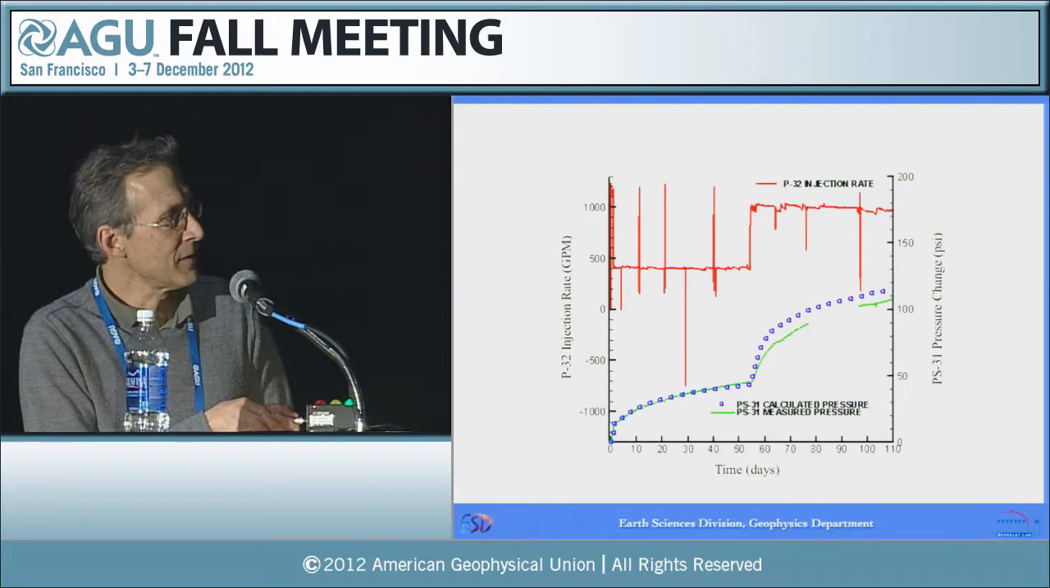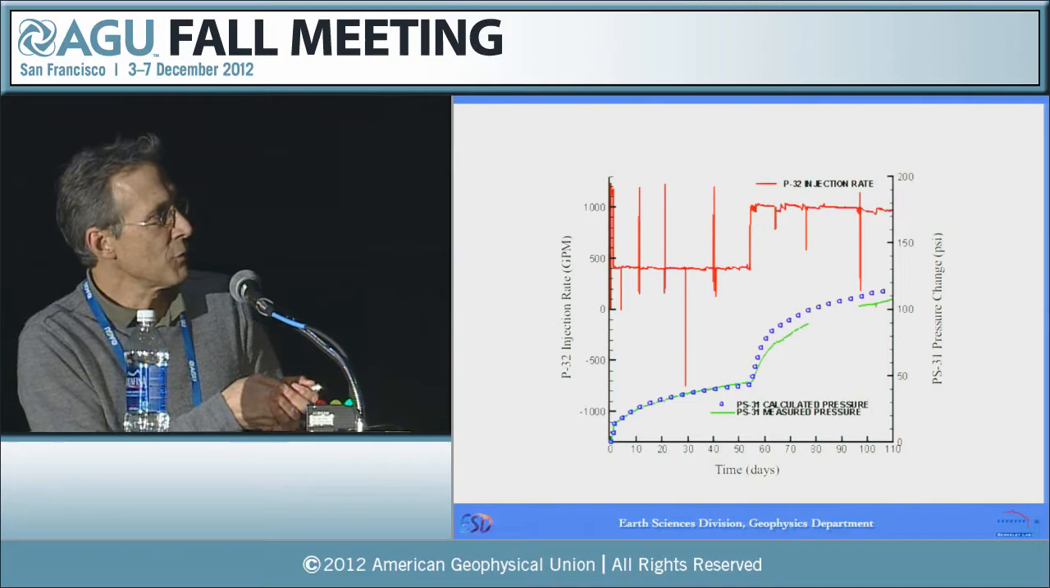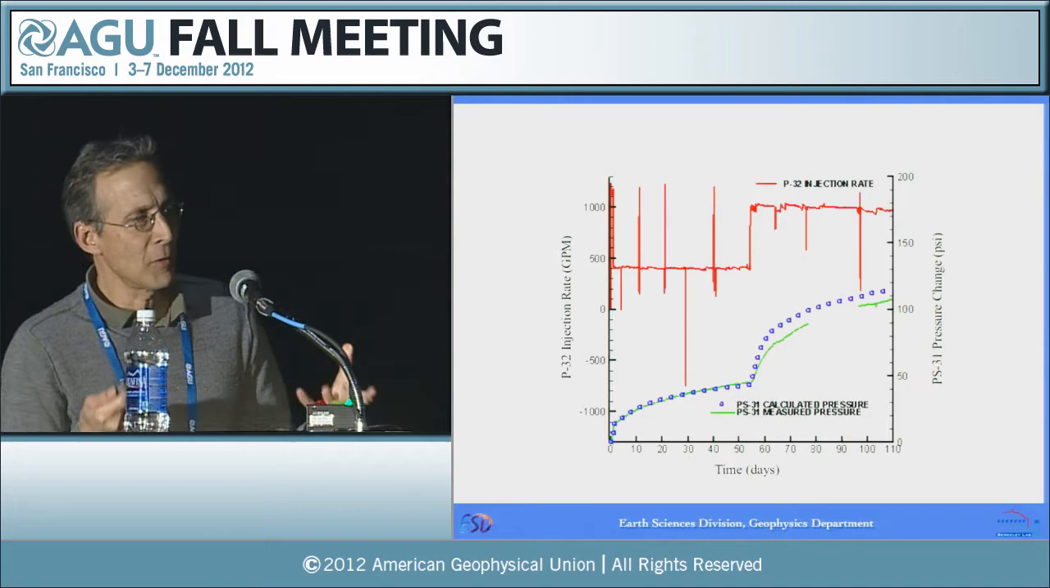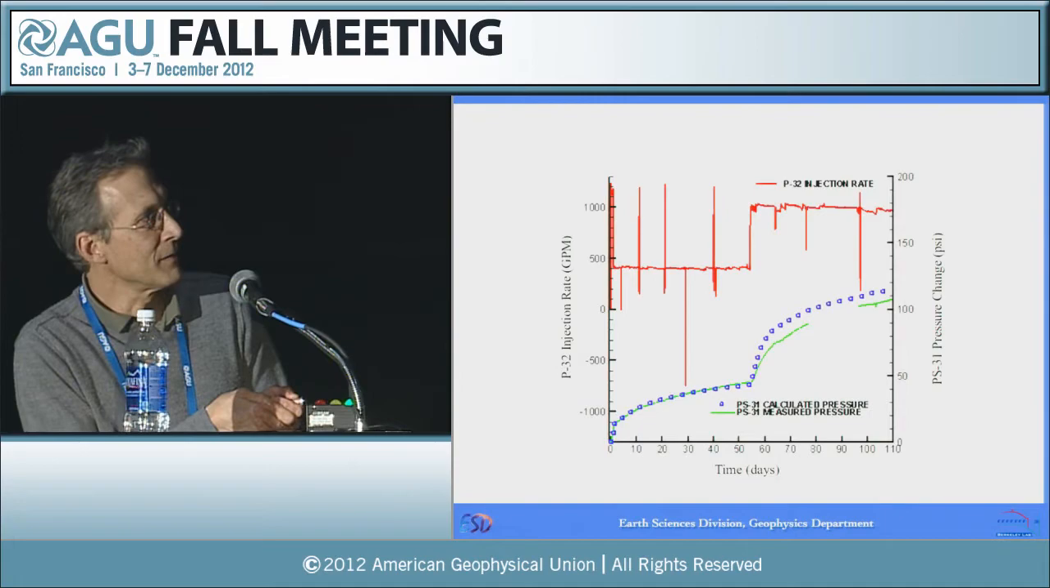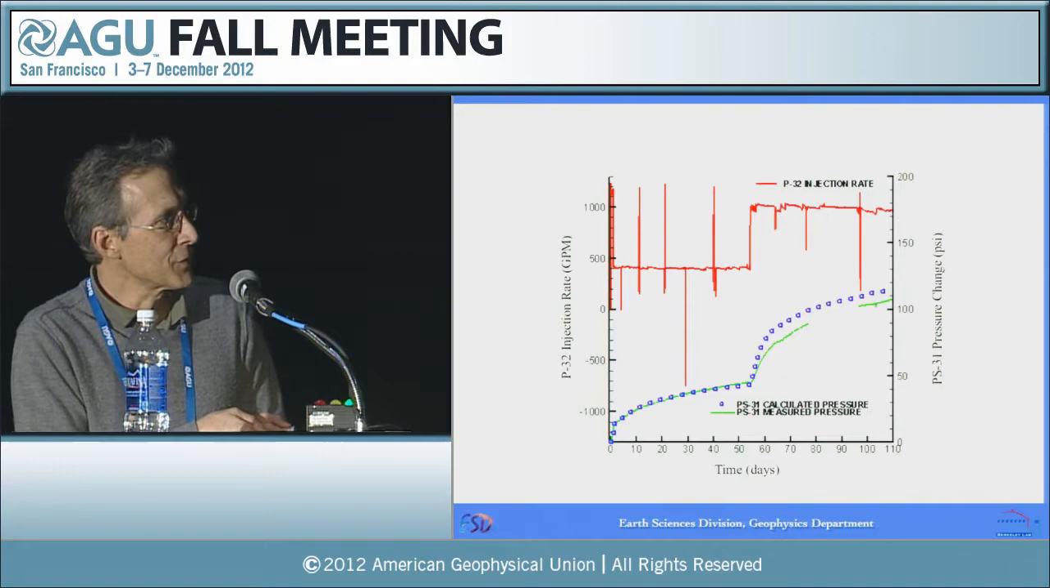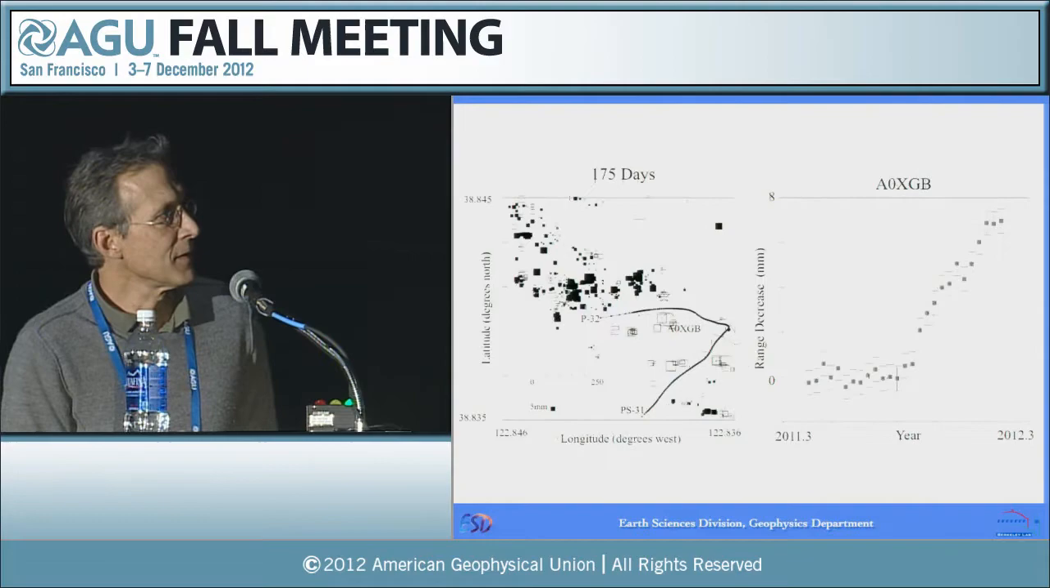So you can see they had a quite high injection rate initially, over 1,000 gallons per minute, and that was to saturate the region around the well. Then they brought it back down to about 400 gallons per minute for a few months, and then they jacked the rate up again to near 1,000 gallons per minute. And you can see in the production well the pressure responses due to those rate changes. So let's see what happens to the deformation at the surface.